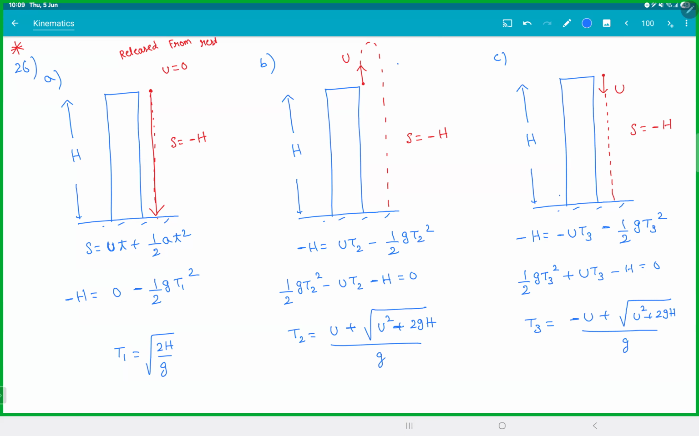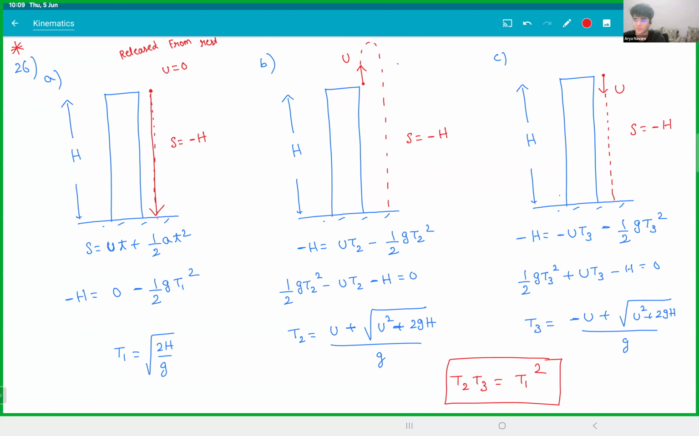And you can clearly see here, if you multiply T2 and T3, it looks like A plus B and A minus B. You'll get T2 into T3. This will come out to be T1 square. That's the relation between T1, T2, and T3.